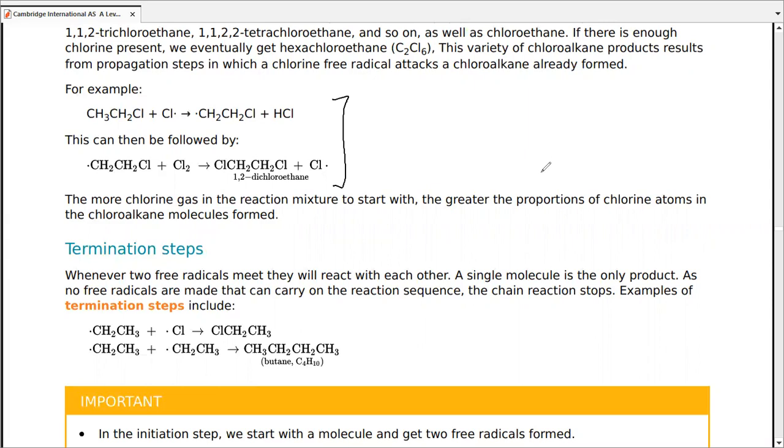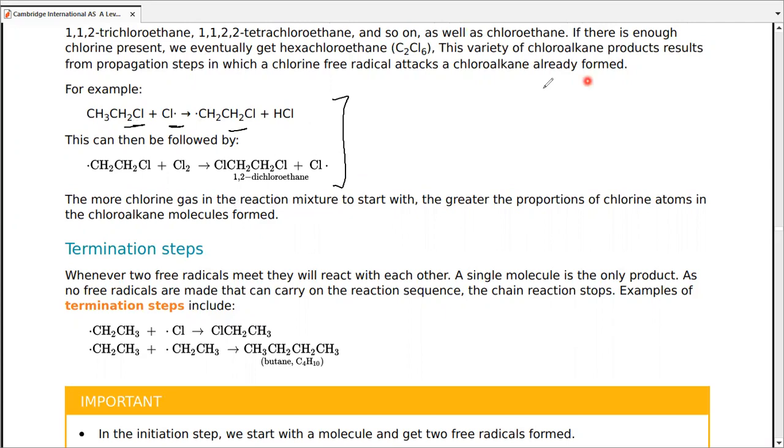So it is giving you the idea that we can have a product with a single chlorine atom per molecule, or a product with two chlorine atoms per molecule. We may have more. It may contain three, it may contain four. Now, you should be capable of adding more chlorine atoms to it as per the examiner demands. Okay, so this gives you the idea. I hope you are good with this one. The more chlorine gas in the reaction mixture to start with, the greater the proportion of chlorine atoms in the chloroalkane molecules that are going to form.